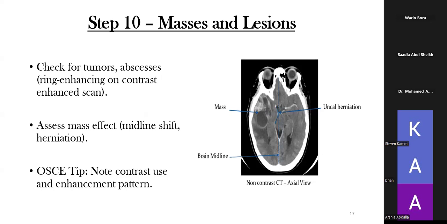Then you discuss the window. Is it a bone window? Is it a brain window? And what is the extent? So you can say it extends from the base of skull to the vertex. Those are the important things.